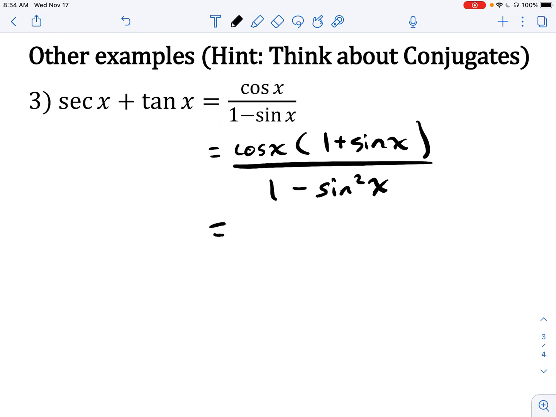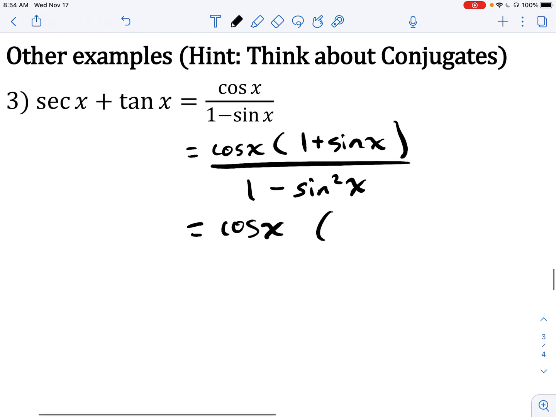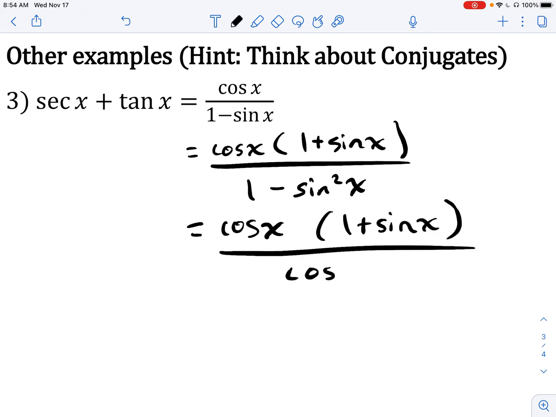And you may not have done it this way, but this is what I think makes the most sense for me. Cosine x times 1 plus sine x all over cosine squared x using the Pythagorean identity. And I can divide out the cosine with this cosine here. And so I've got 1 plus sine x over cosine x.